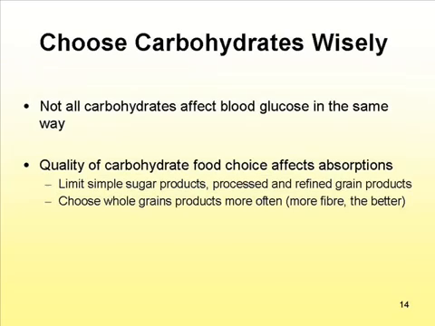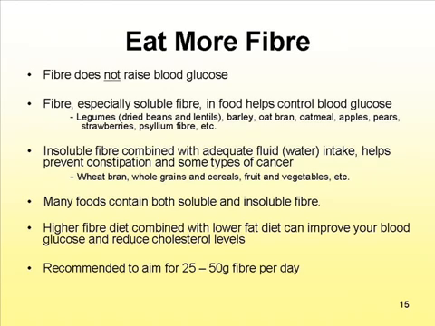You have to remember as well that carbohydrates do affect your blood sugars, but it's important to know that not all carbohydrates affect blood glucose in the same way. Quality of carbohydrate food choice affects absorption, so you want to limit the simple sugar carbohydrates. You want to limit the processed carbohydrates and the refined grain products. Please choose whole grain products more often because they have more fiber, and the more fiber, the better. You want to eat more fiber, and fiber does not raise your blood glucose.